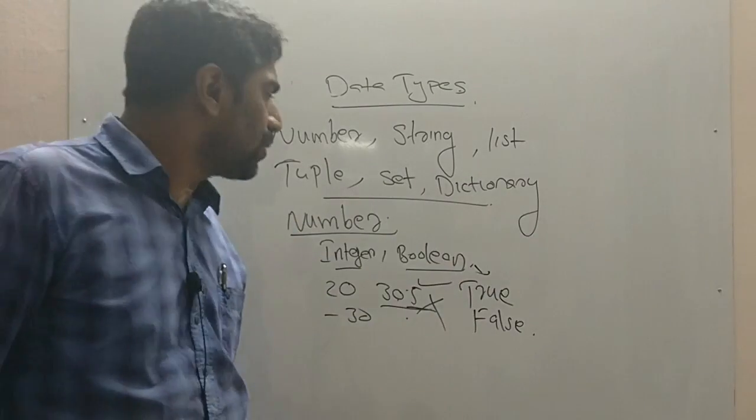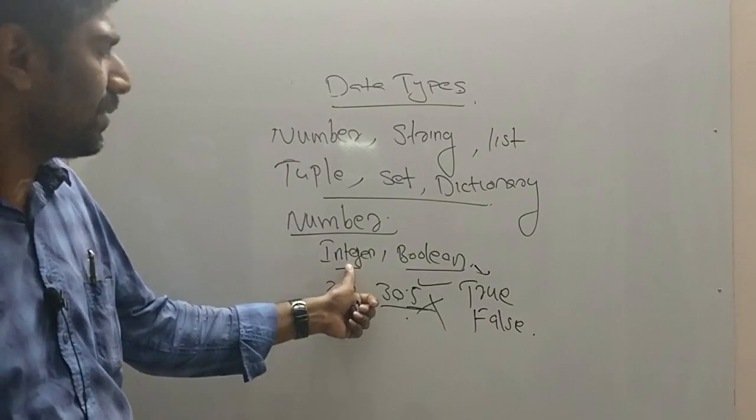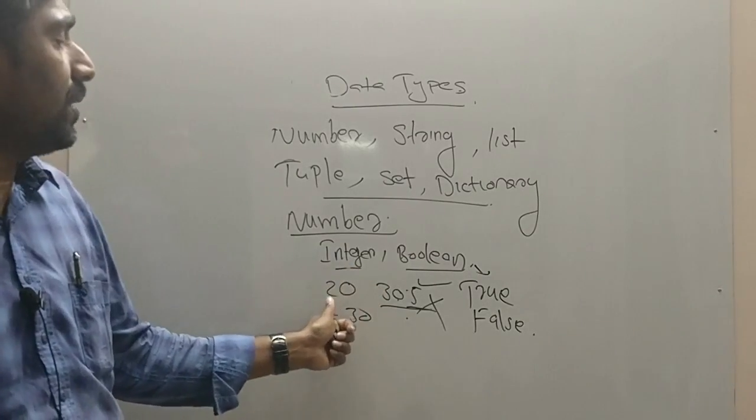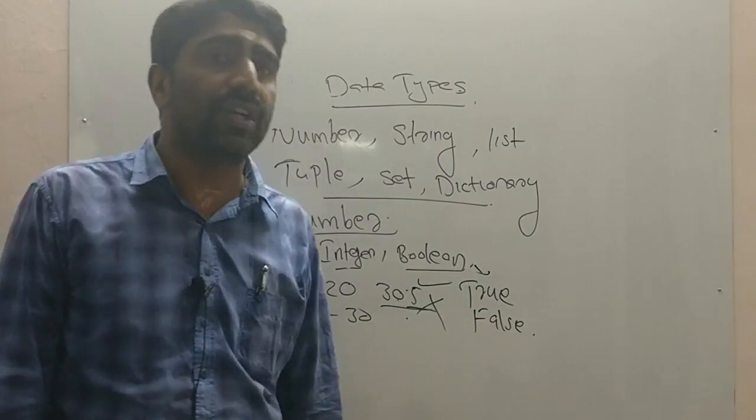What is the use of these Boolean data types, that we will discuss later. Okay, so integers, is it clear? Integers are whole numbers without a fractional part. Examples: 20, minus 30, all these are examples of the integer data type.